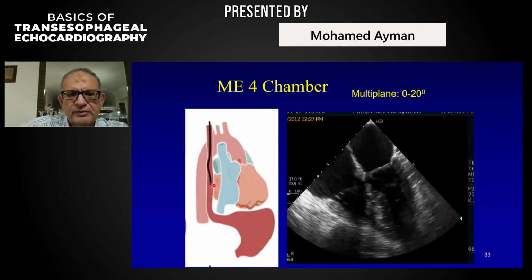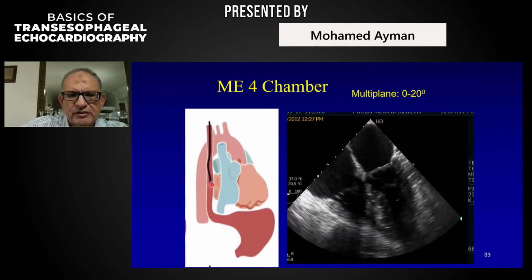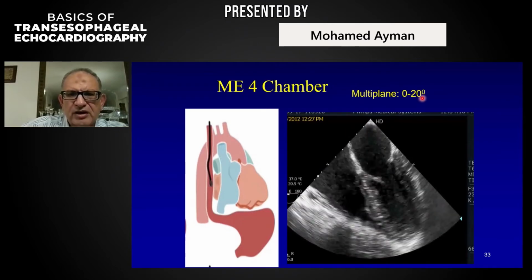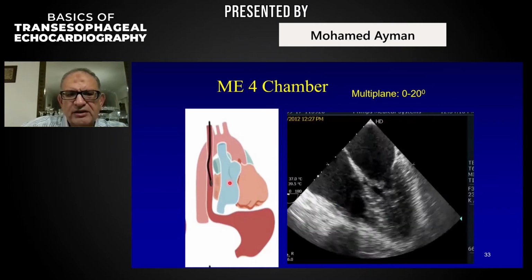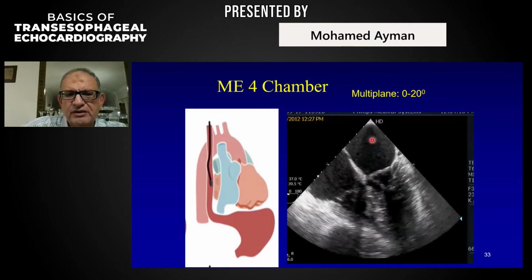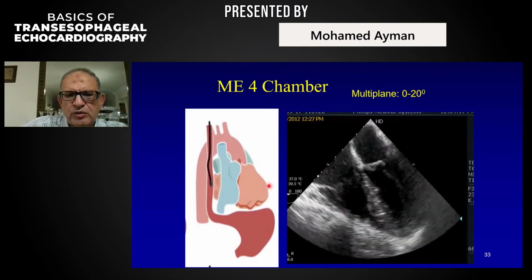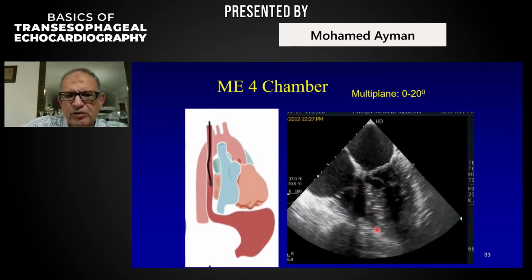Here the probe is in the mid-esophagus, and the ultrasound beam is emitted from here. If you make the angle of the ultrasound around 0 to 20, the ultrasound beam will cut the left atrium and the right atrium here in the near field. And in the far field, there is going to be foreshortening of the apices, like this one.